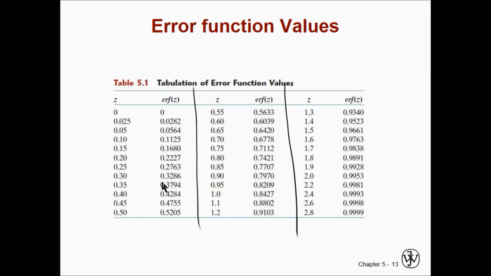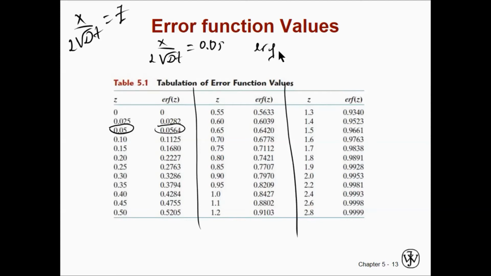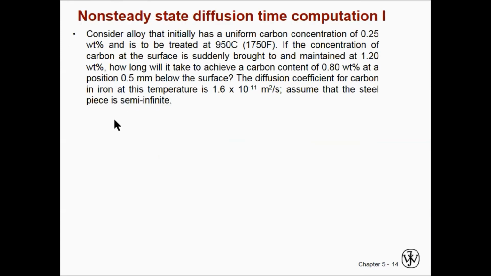Let's move it. So I have 3 columns. Again, let me write. This is z. So that means, let's say, take these values. If x over 2 root Dt equals 0.05, the error function is 0.05. If I plug in this value, I will get 0.0564. So that's the way we use this table. Next, we will solve some examples and see how we use these tables and equations.